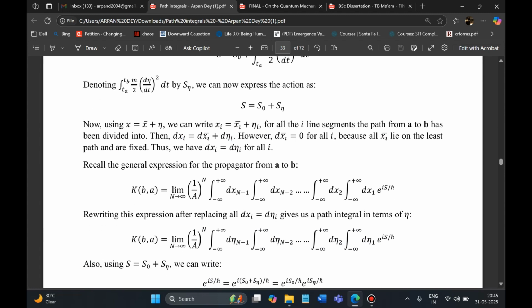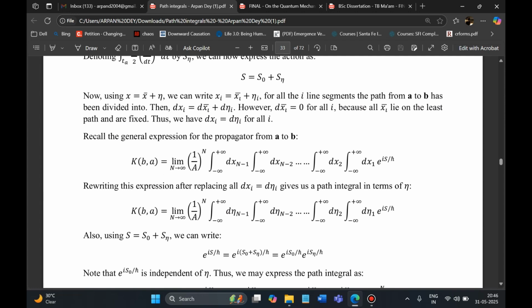Now let's go back to the expression for the kernel, and we can rewrite the expression like this, just a simple mathematical manipulation. What I've done here is essentially in place of dx, I have just put d eta. For all the values of I, we can write dxi to be d eta I. That means dx n minus 1, I can write d eta n minus 1, dx n minus 2, I can write d eta n minus 2, and so on. That's what I've done here, nothing more. You can think of it as a change of variables from x to eta.